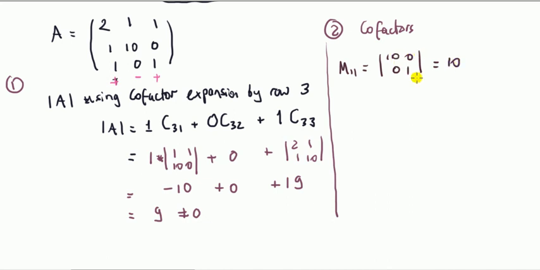Okay, 10 minus 0, 10. And we do it for each. How many times do we have to do it? We have to do it as many numbers as are here. So you have to do it 9 times.